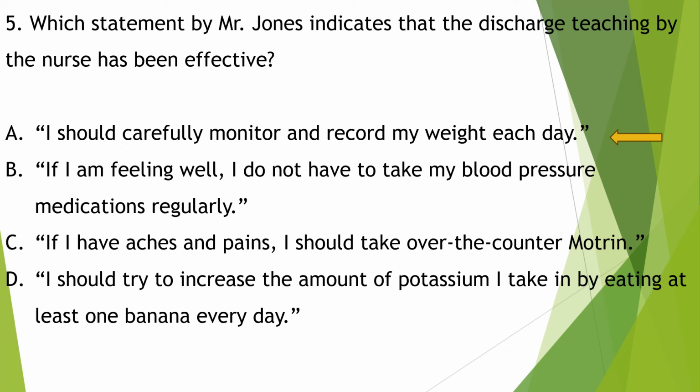Mr. Jones' statement that taking Motrin is acceptable indicates the need for further teaching, as Motrin is metabolized by the kidneys and not recommended for patients with renal impairment. Mr. Jones' statement regarding consuming more potassium daily indicates the need for further teaching, as patients with renal impairment should be taught to carefully regulate the amount of dietary potassium consumed due to the risk of hyperkalemia.